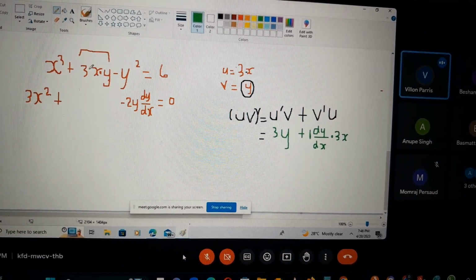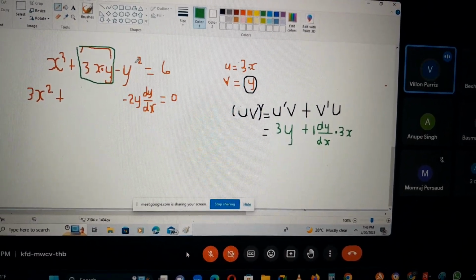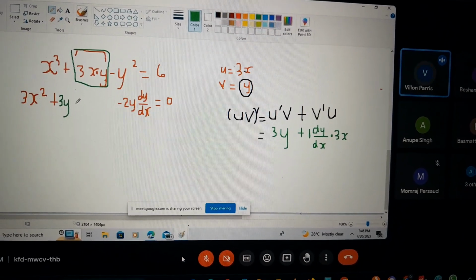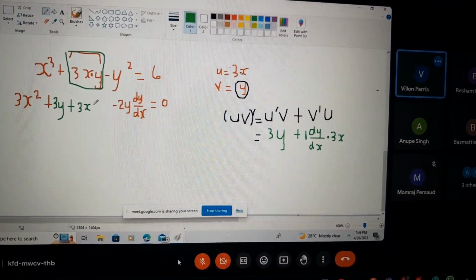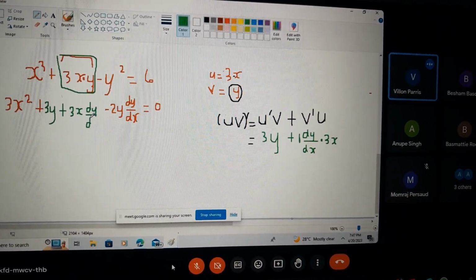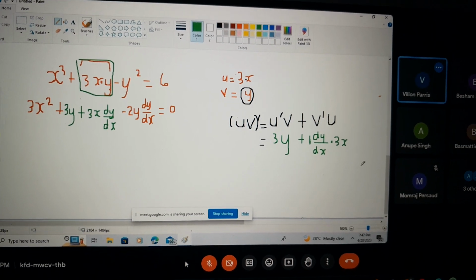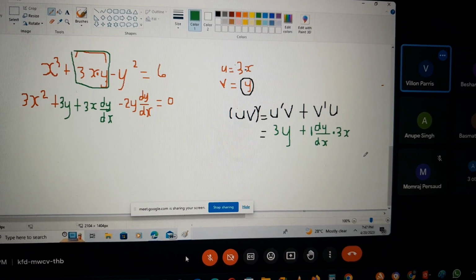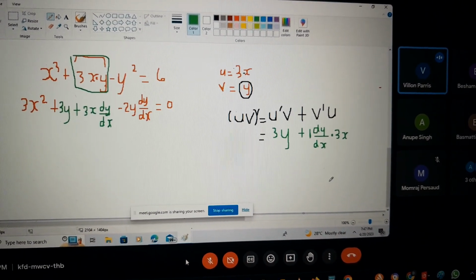So coming back here, when I differentiate this part, this is what I get: 3y plus 3x dy/dx. Please ask any question if you have. Any question?